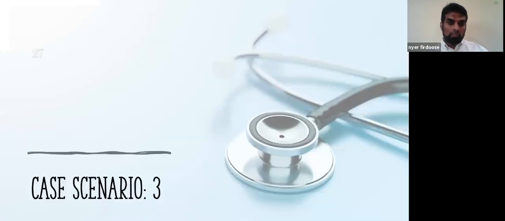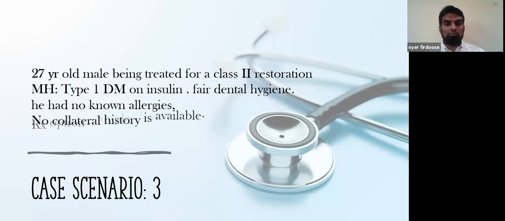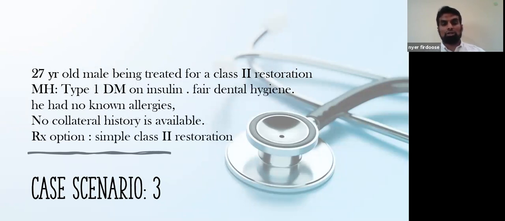We have a third scenario wherein we have a 27-year-old male being treated for a class 2 restoration. The medical history he gives is type 1 diabetes mellitus, and he's on insulin, and he has fairly good dental hygiene. He had no known allergies, no collateral history is available, and the treatment option given by the attending dentist is a simple class 2 restoration.